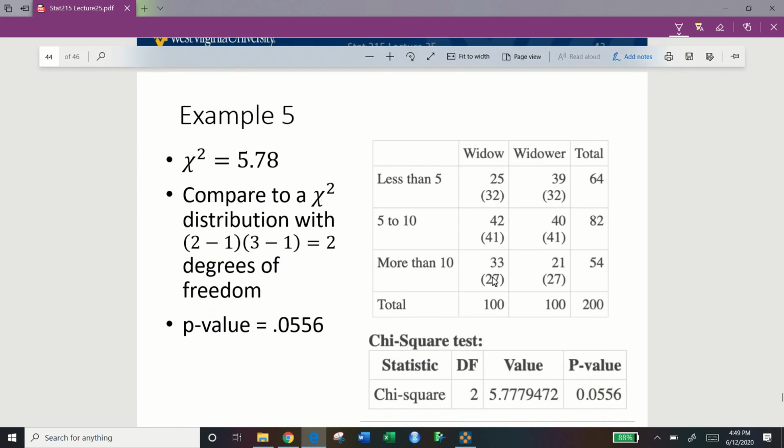So if we were to calculate it the same way in StatCrunch, we would get a chi-square value of 5.78. Notice each of our expected counts, as we can see in parentheses, are all greater than or equal to 5. This tells us that our assumptions check out. We have a degrees of freedom of 2. Again, we have our chi-squared value and a p-value of 0.0556.